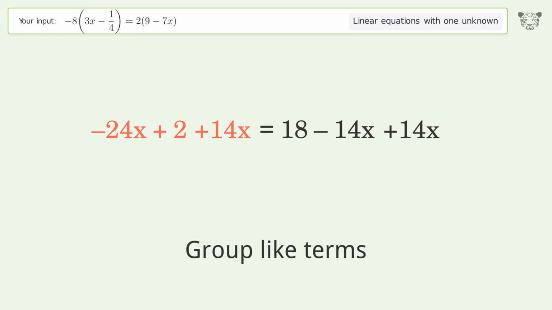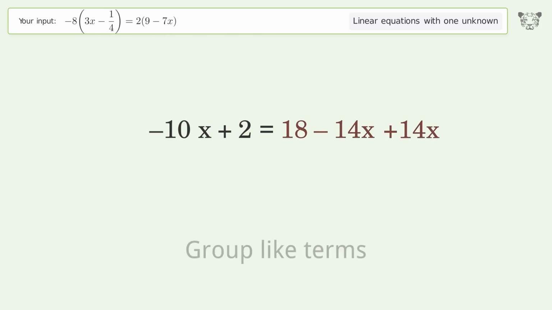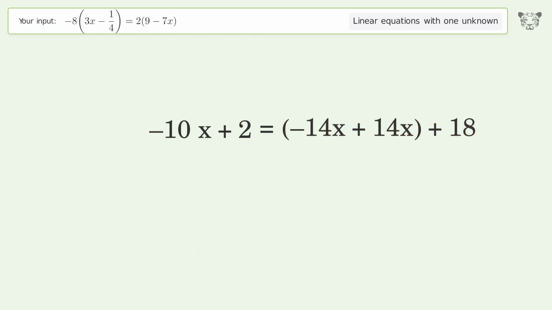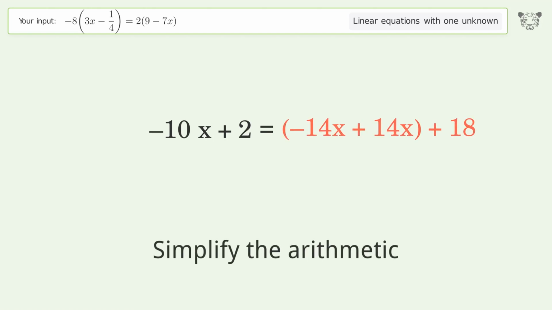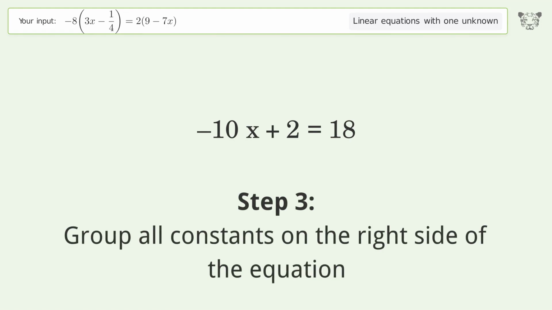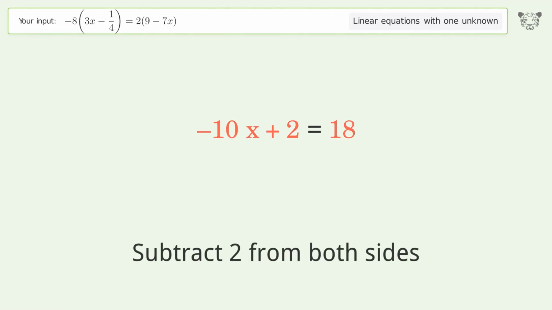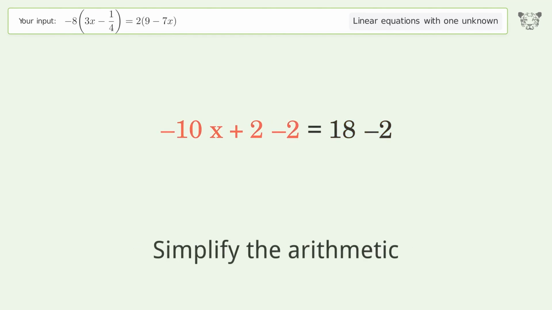Group like terms. Simplify the arithmetic. Group like terms. Simplify the arithmetic. Group all constants on the right side of the equation. Subtract 2 from both sides. Simplify the arithmetic.